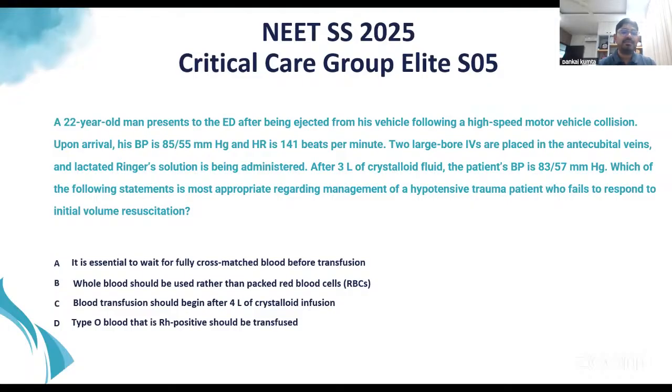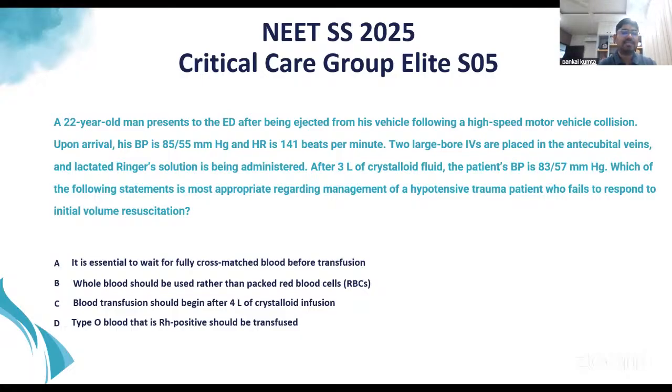Looking at the next question: a 22-year-old man presents to the ED after being ejected from his vehicle following a high-speed motor vehicle collision. Upon arrival, his BP is 85 by 55 with a heart rate of 141. Two large bore IV cannulas have been placed in the antecubital veins, and lactated Ringer's has been started. After 3 liters, the BP is still low. Which of the following statements is the most appropriate regarding management of a hypotensive trauma patient who fails to respond to initial volume resuscitation? Looking at the question, the patient has severe hemorrhagic shock, because even once the volume is replaced there might be some active bleeding going on. So this is how your initial assessment would be.